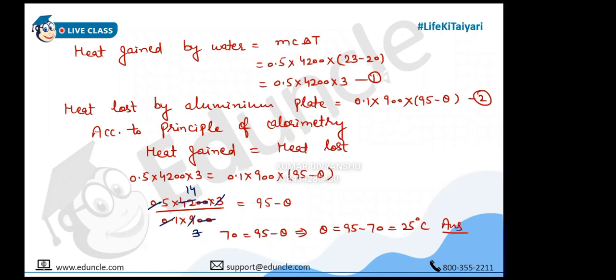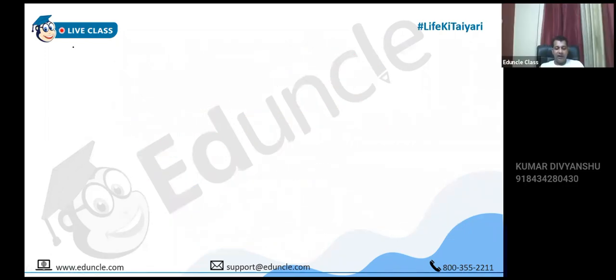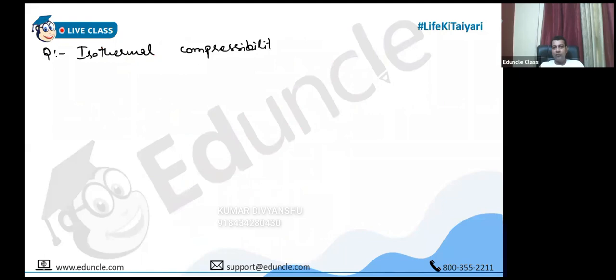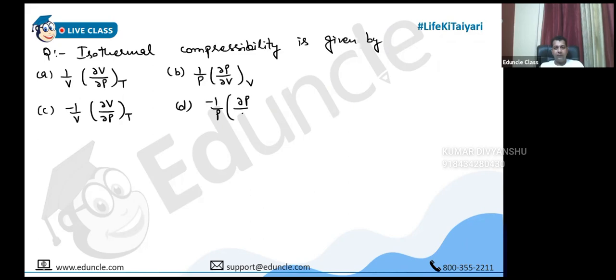Yes, sir. So in IIT JAM 2019, they have asked you about the definition of isothermal. Let me write the question. Isothermal compressibility is given by. Simple, straightforward. Similarly, they can ask you about bulk modulus also. And they have given the options. First one is 1 by V, curly V by curly P at constant temperature, at constant volume. This one is from IIT JAM 2019.